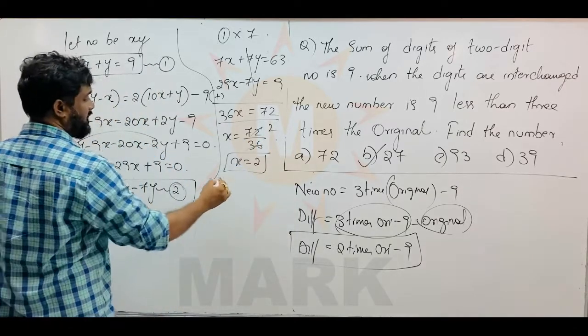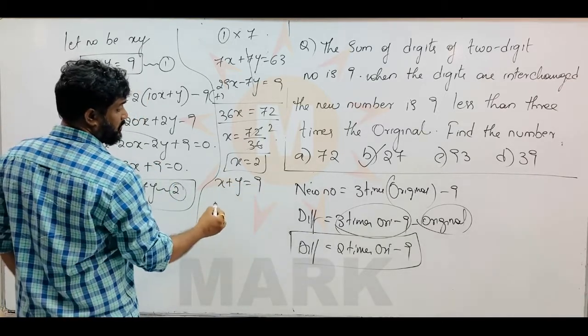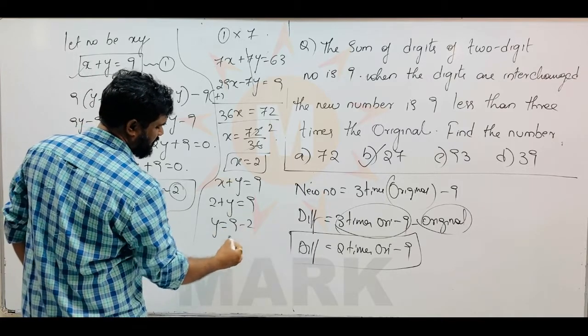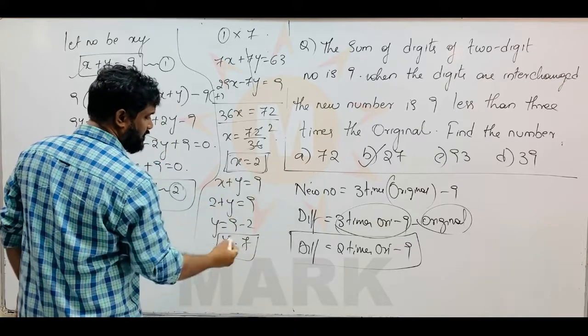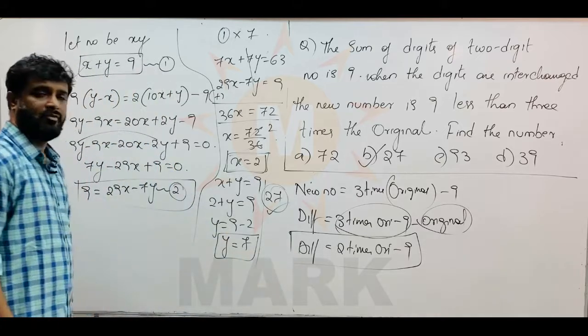If I substitute here, again I am repeating, don't worry, x plus y is equal to 9. So 2 plus y is equal to 9 from the data. So y is equal to 9 minus 2, that gives y is equal to 7. So x is equal to 2, y is equal to 7. Obviously the number will be 27.